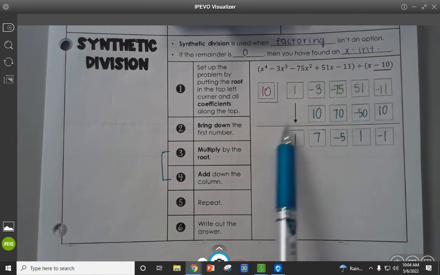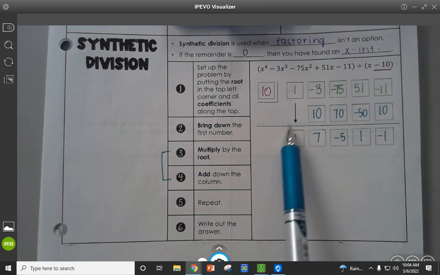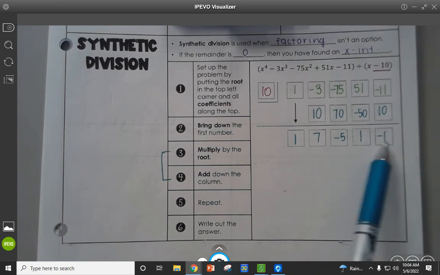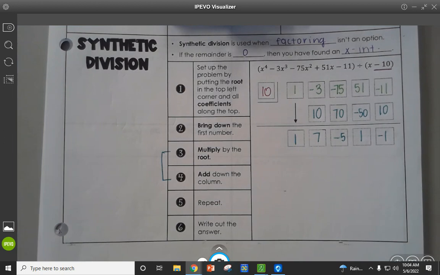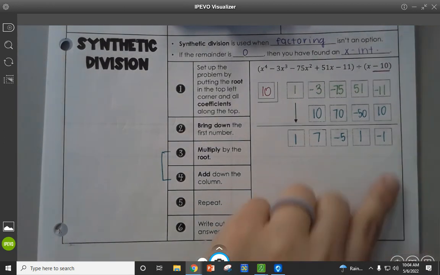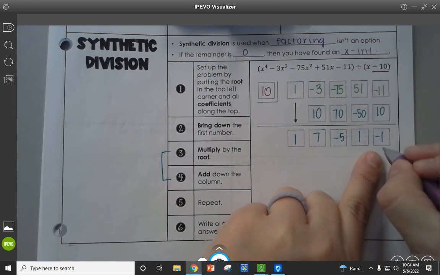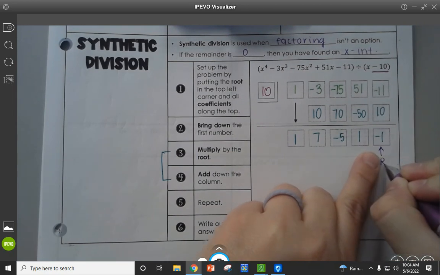So these numbers are going to help me formulate my answer. These numbers are my new coefficients. And so I'll show you how we write out our answer. Okay. And we're going to work right to left. So this far right number is always your remainder.